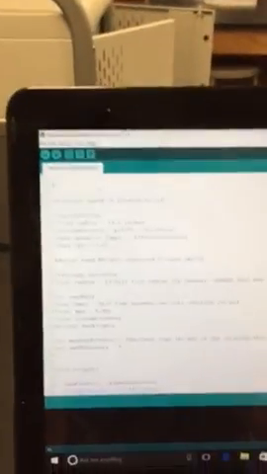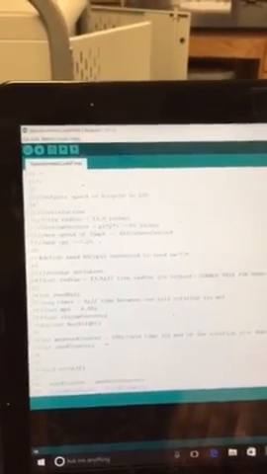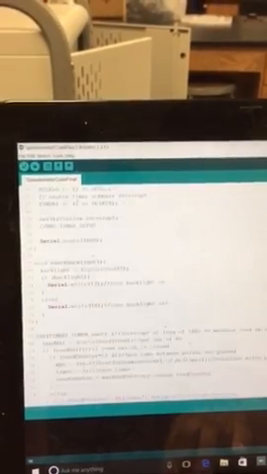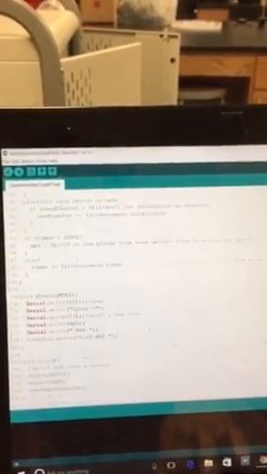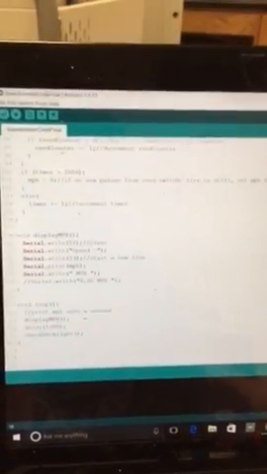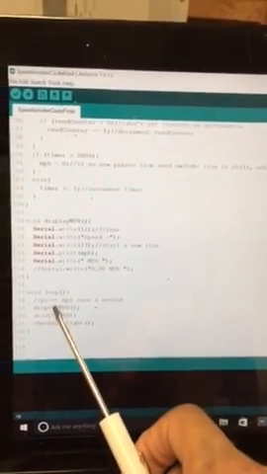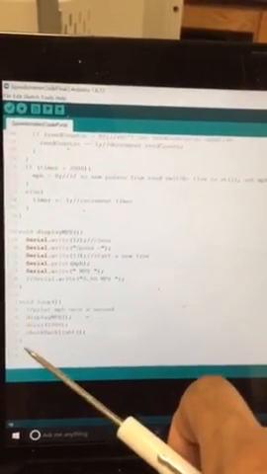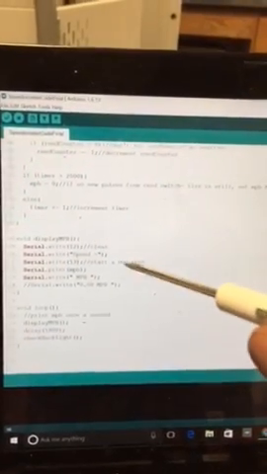Some modifications I made were essentially looking at the frequency instead of the speed. Instead of just the actual calculated speed, which would have been right here in display MPH, I set that variable equal to the rotational frequency.